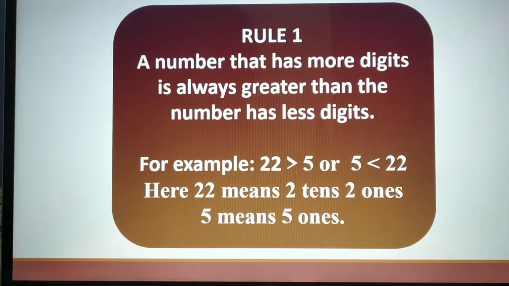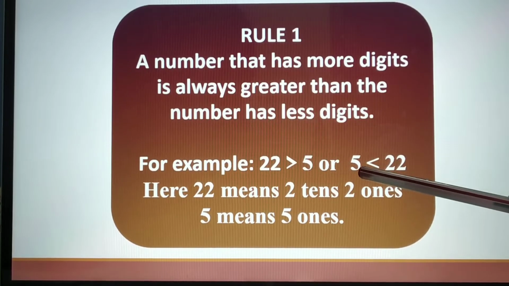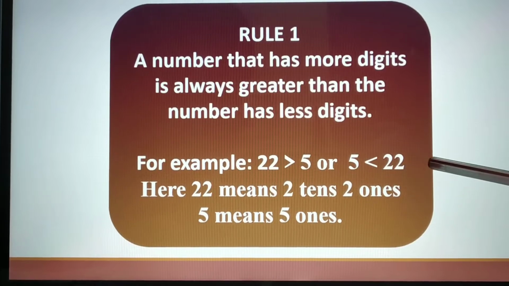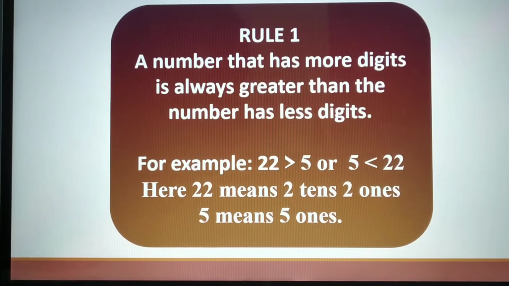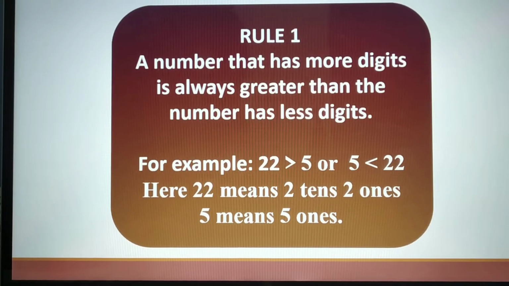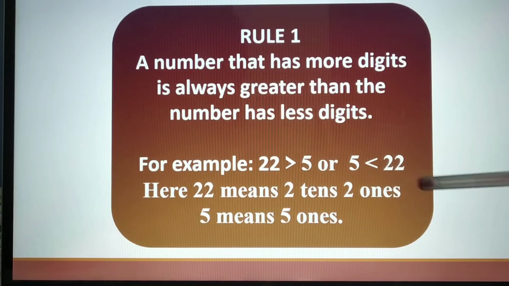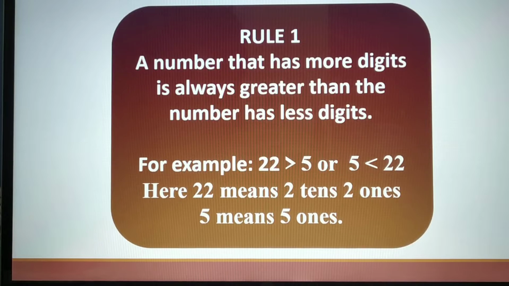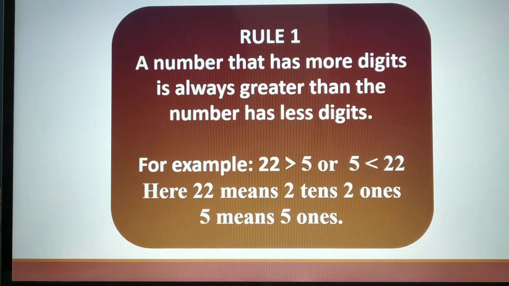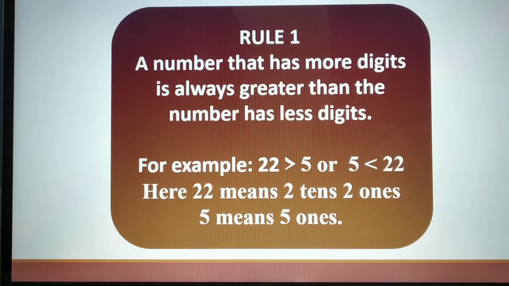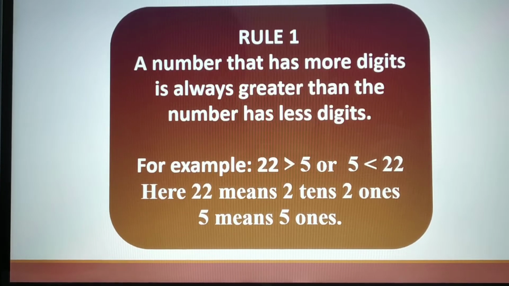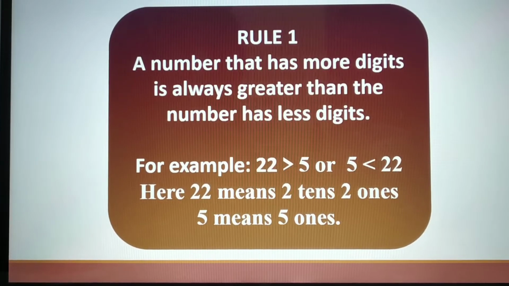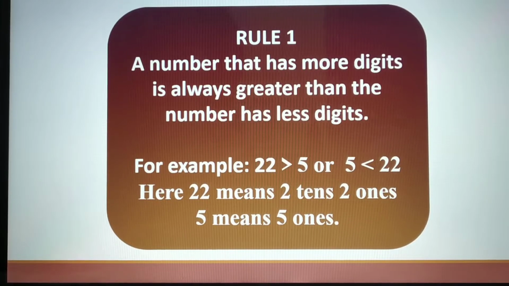If you reverse the numbers, 5 is less than 22. Always remember, students, the side where the bigger number is placed, the mouth will be open on that side. Here 22 means 2 tens, 2 ones. 5 means only ones, 5 ones. So 22 has tens, so 22 is bigger.